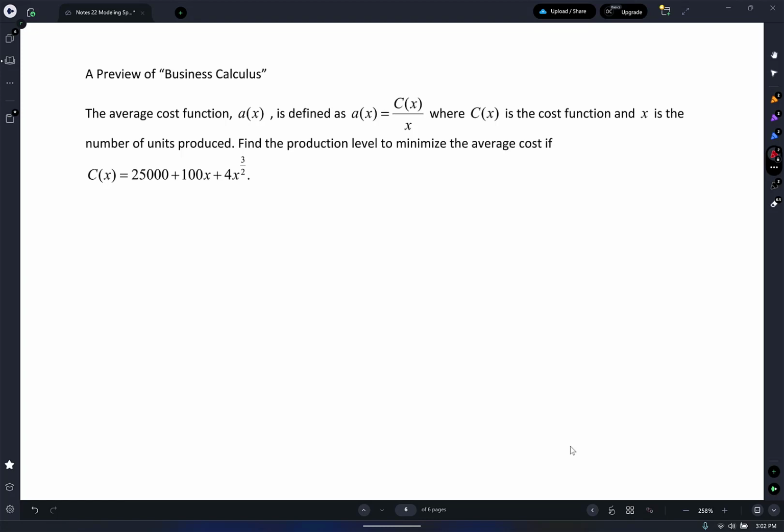Cool? This is how you would use it. If you're a business major, when you become a business person, you're going to see all you're doing is making models to make predictions. This is what you do in Business Calculus. All right, let's see if we can do it, guys.